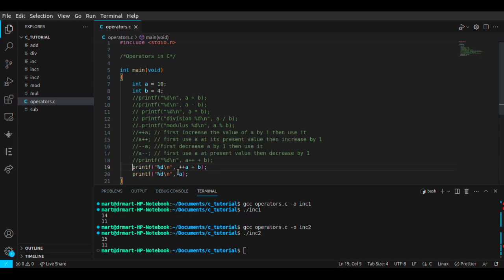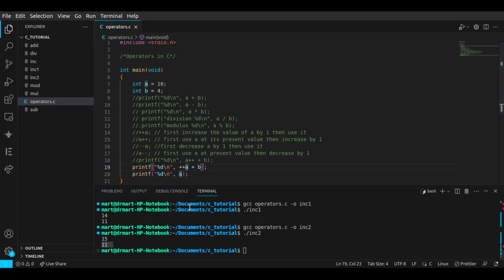So on this line, we want to print the result of this. So this is saying, first of all, first increase the value of A by 1. So A is 10. So we increased 10 by 1. So this gives us 11, right? So 11 plus B is 4. 11 plus 4 is 15. So that's why we have this output, 15. And then we now print A right here. So we see A is 11 because it was increased right here.